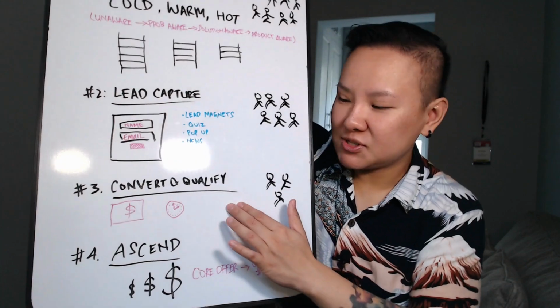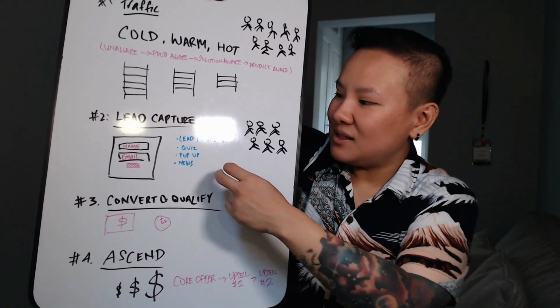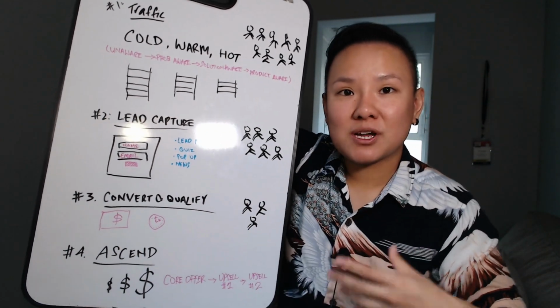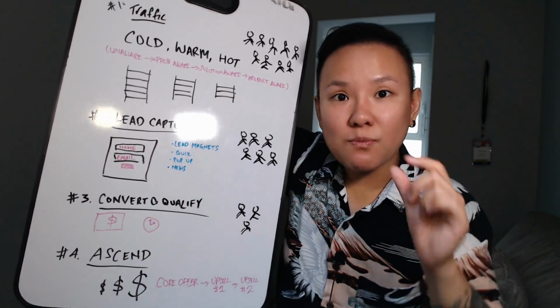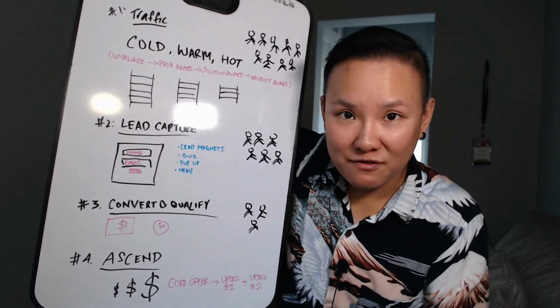Then down to stage number 3 of the sales funnel, we now start to qualify the leads. We try to get them to either commit to buying a smaller product at a cheaper price, or to commit their time by booking an appointment with us.